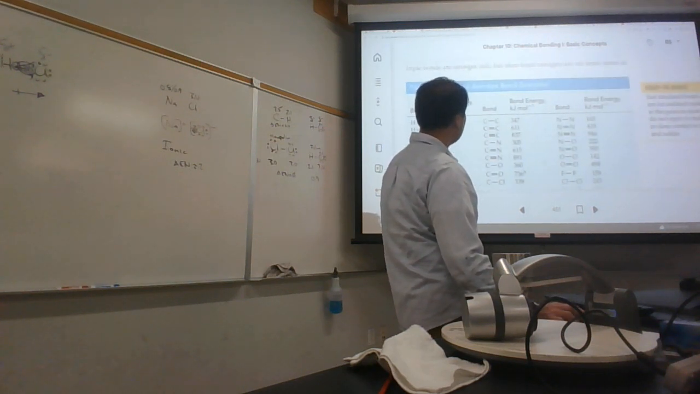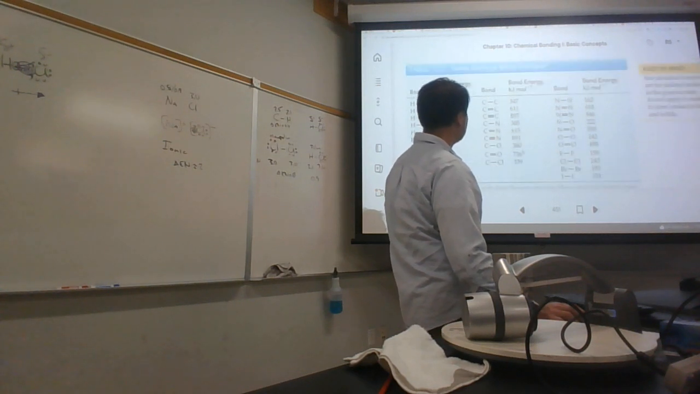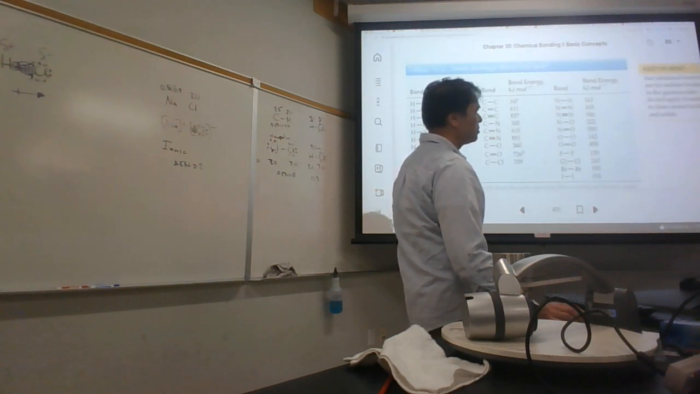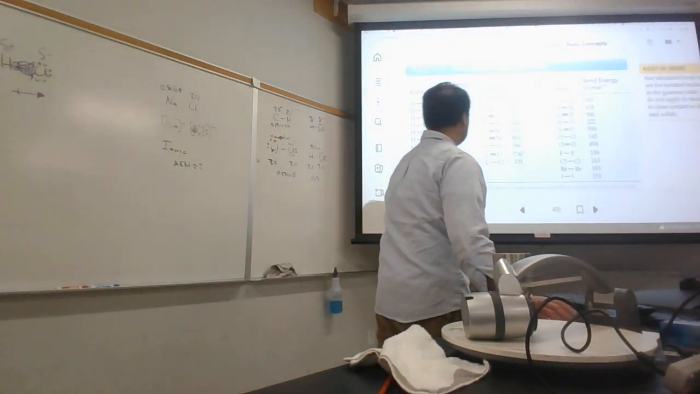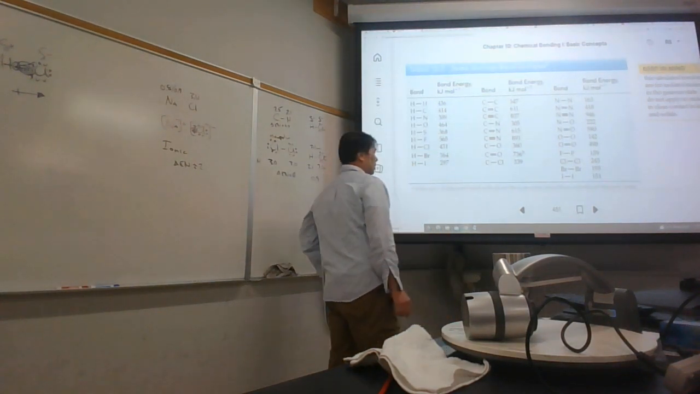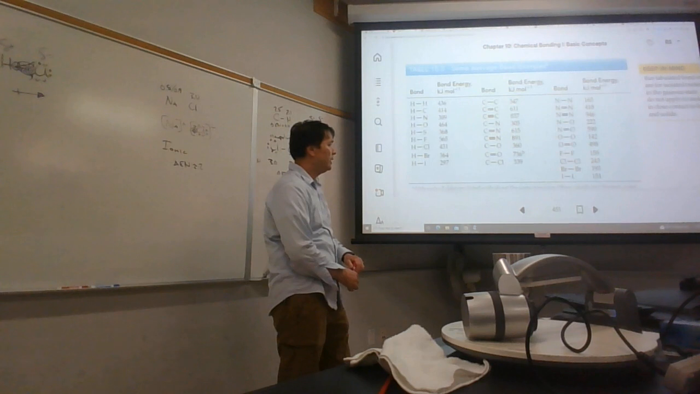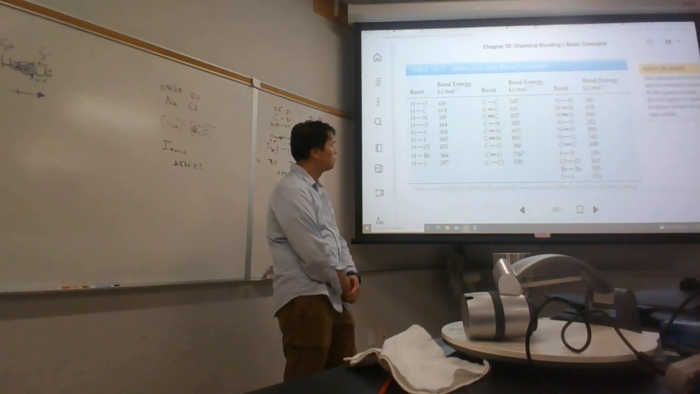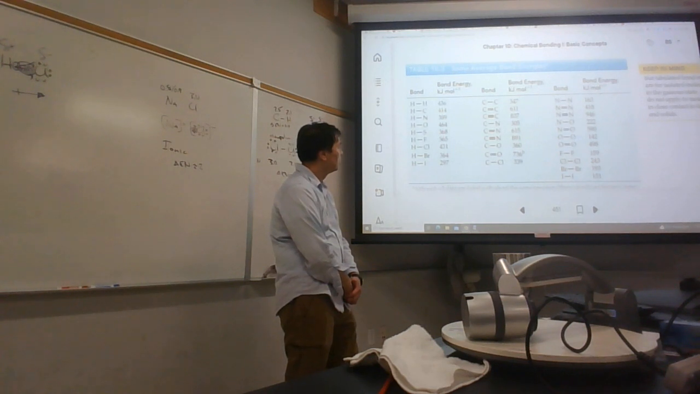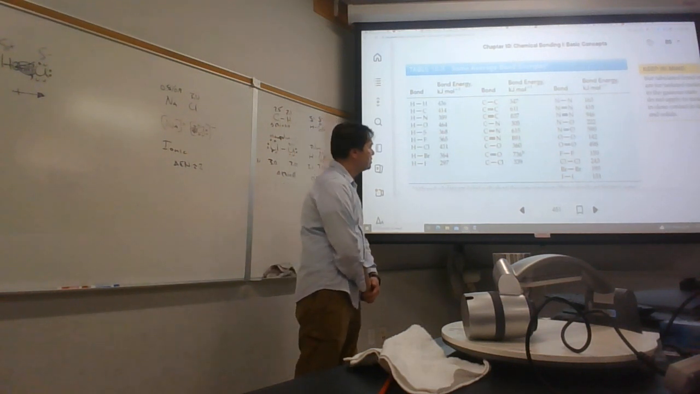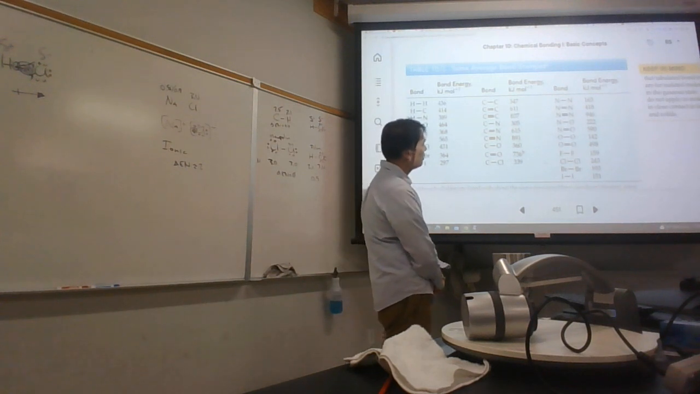And we look at the average bond energies. So these would be a table of average bond energies. These are covalent bond energies here. We also have metallic bond energies and ionic bond energies. So looking at covalent bonds, covalent bonds can be pretty easy to break. Which ones would be the easiest covalent bonds to break? Well, the easiest one to break would be the one that has the lowest bond energy.